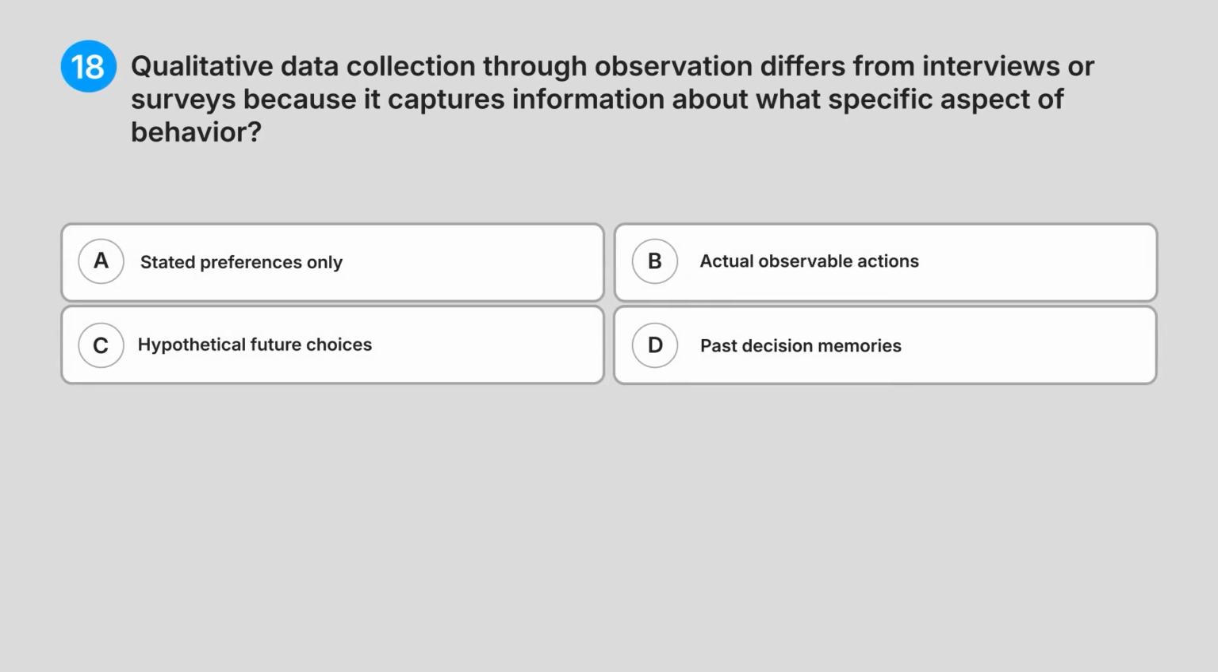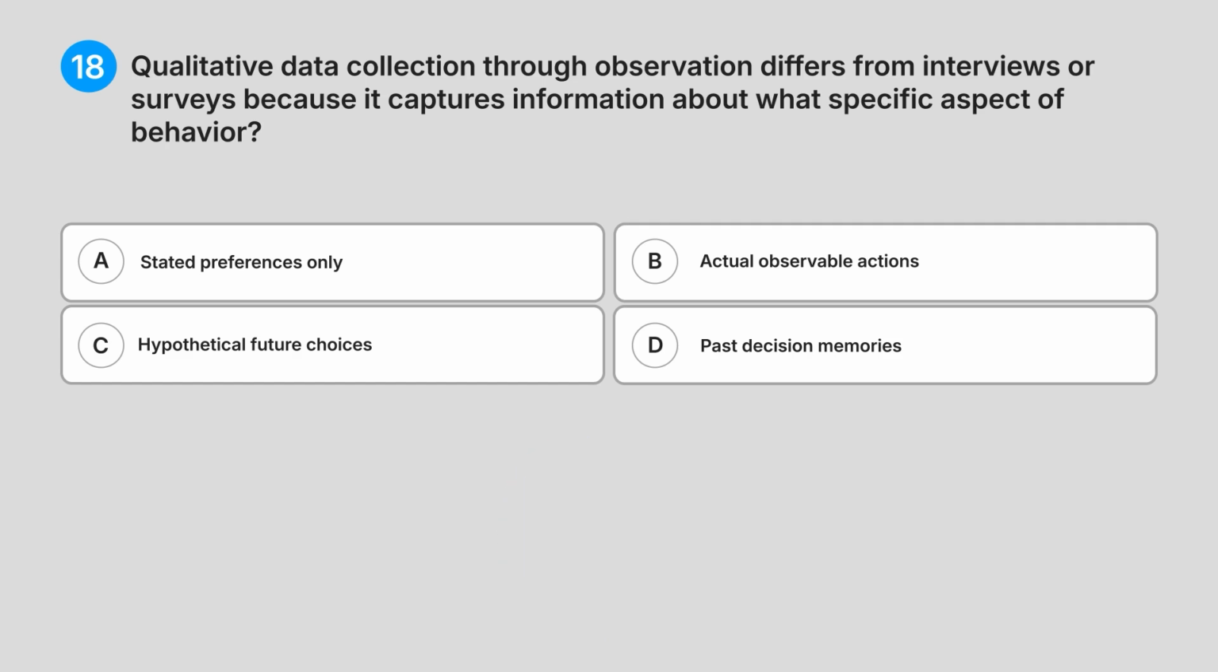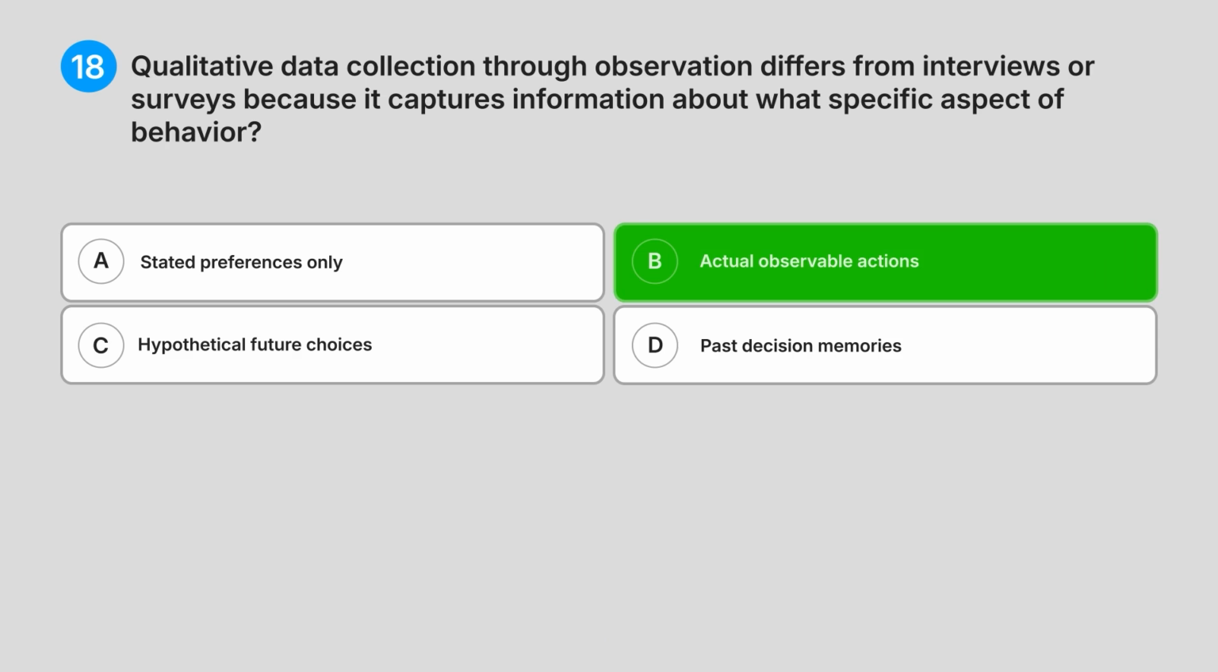18. Qualitative data collection through observation differs from interviews or surveys because it captures information about what specific aspect of behaviour? A. Stated preferences only. B. Actual observable actions. C. Hypothetical future choices. D. Past decision memories. Do you know the answer? Correct answer: B. Actual observable actions.